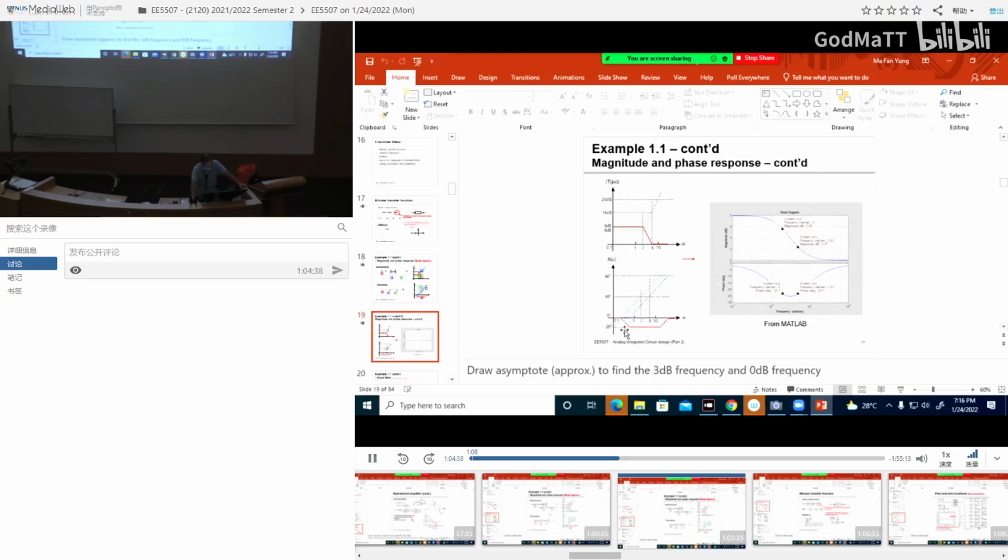Here is the straight line Bode plot approximation of the phase. But if you do the real simulation, you find it's a gentle curve. It's no sharp edges here. So you can generate this from MATLAB.